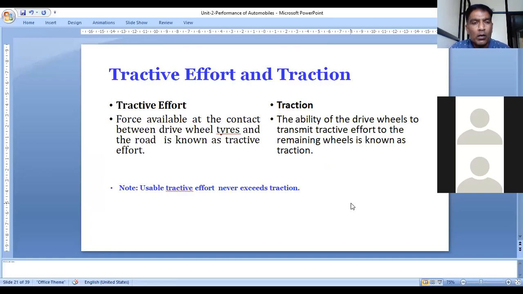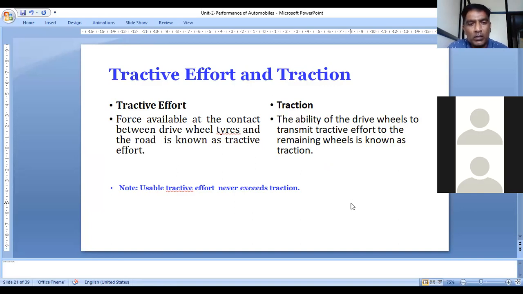Then two terms, tractive effort and traction. What is the tractive effort? The force available at the contact between drive wheels, tires and road is known as tractive effort. Already we have seen this, I'm just revising very fast. We'll take one example today.